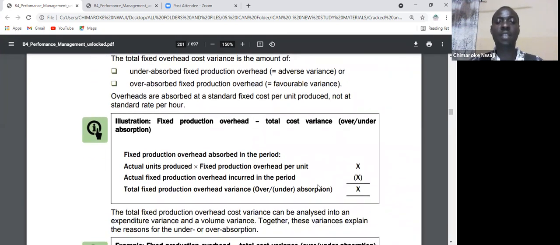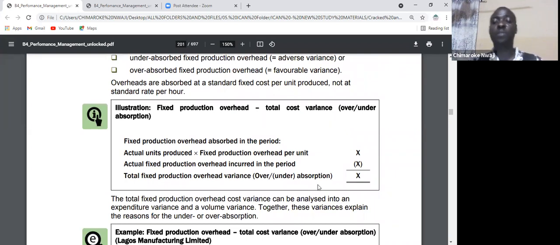Now look at this question here. Look at the format here. Fixed overhead, fixed production overhead, total cost variance. Now, you have your fixed production overhead absorbed in the period. How is it calculated? You look for the actual number of units produced multiplied by fixed production overhead per unit. So of course, you must have gotten your overhead absorption rates and multiply it by your direct labor hours. That will give you your fixed overhead per unit. So you have overhead absorption rates multiplied by the number of labor hours per unit. That will give you your fixed overhead per unit. You multiply it now by the actual number of units produced. That will give you your total standard overheads, fixed production overhead.